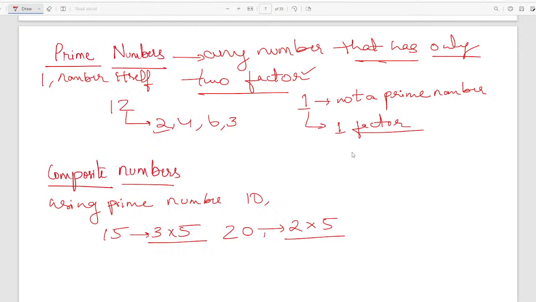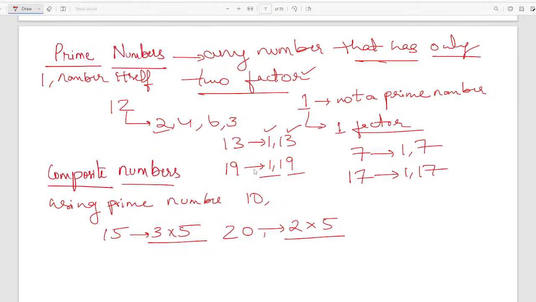For example, 7 is a prime number. The factors of 7 are 1 and 7. The factors of 17, again, are 1 and 17. The factors of 13 are 1 and 13. There are only two factors, 1 and 13. The factors of 19, again 1 and 19. So the numbers which have only two factors, and those two factors are nothing but 1 and the number itself, those numbers are called prime numbers. I'll show you the prime numbers later.